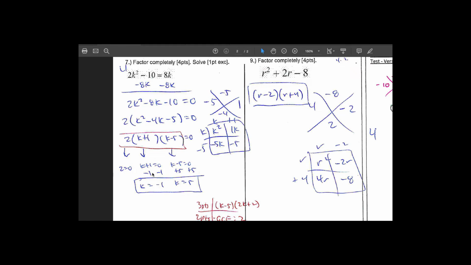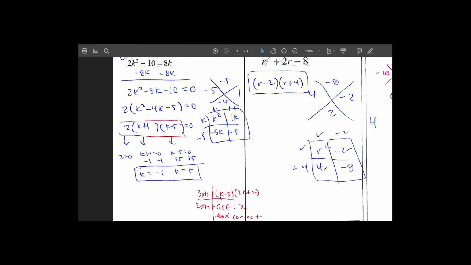That doesn't count. Subtract 1 from both sides, you get k equals negative 1, and add 5 to both sides, you get k equals 5. So this is solving. This would give you the extra point. How did I score that? You got 3 points.